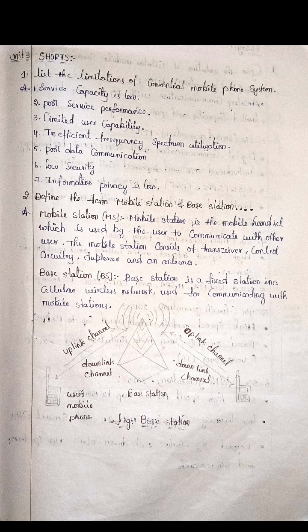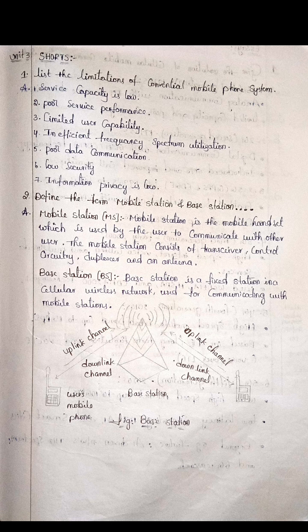Define the term mobile station and base station. Mobile station. Mobile station is the mobile handset which is used by the user to communicate with other users. The mobile station consists of transceiver, control circuitry, duplexer and an antenna. That is called mobile station.